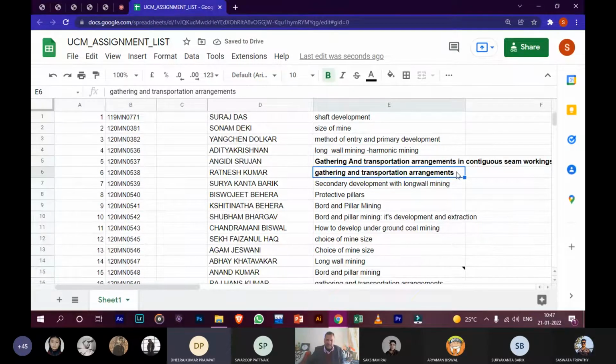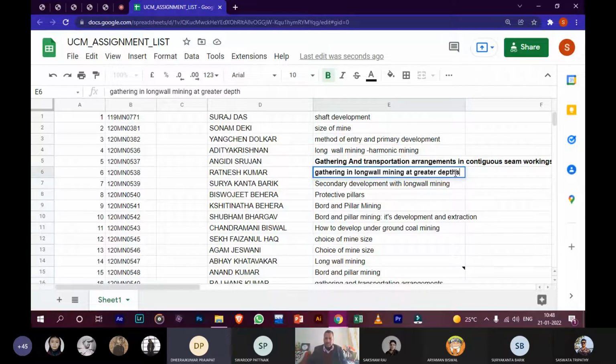Next person, if they are unable to come up with any topic, I am giving you the topics because these are important thrust areas of research nowadays in India. We are facing a lot of problems in contiguous seams, right? Next, Ratnesh, if you are unable to give, I am giving you a topic: gathering in longwall mining at 1 kilometer depth or at greater depths.